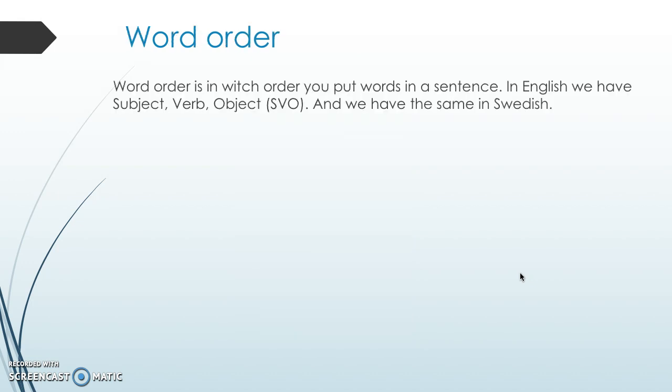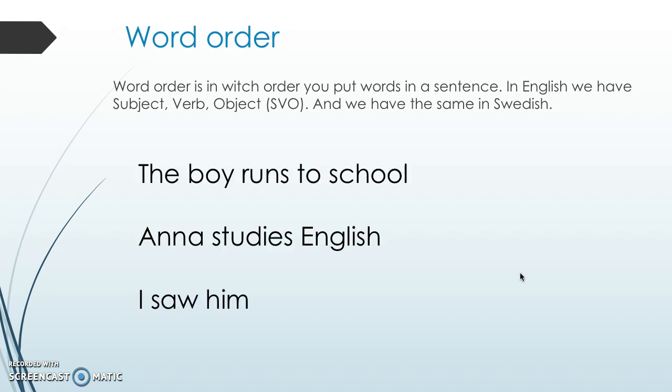Word order. Word order is in which order you put words in a sentence. In English, we have subject, verb, object, SVO. And we have the same in Swedish, subject, verb, object. We'll look at these three sentences. The boy runs to school. Anna studies English. I saw him. The boy is the subject who's doing something. He runs, it's the verb. To school, the object. Where is he going? To school.